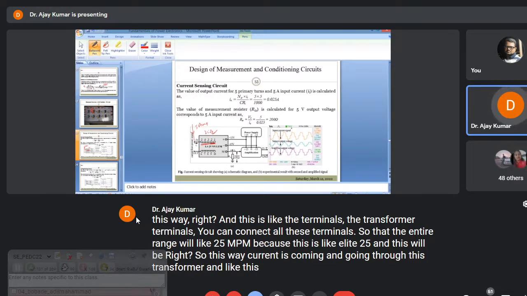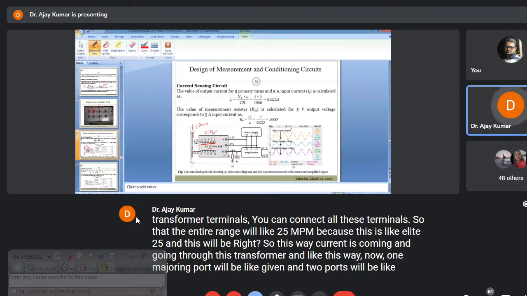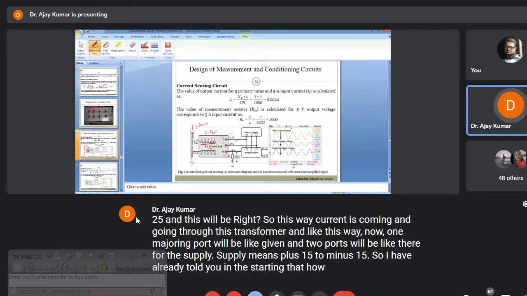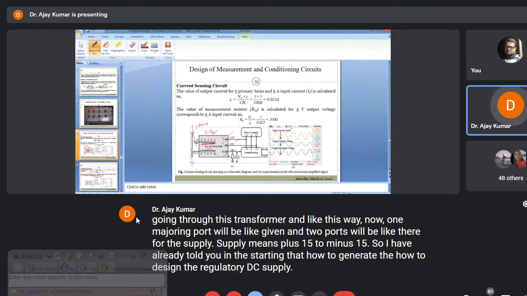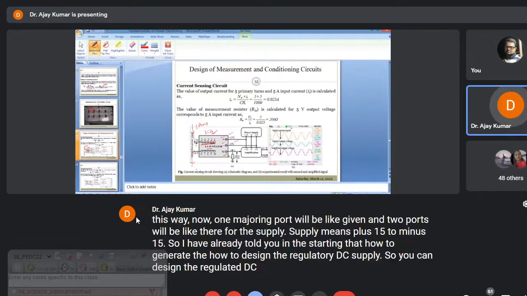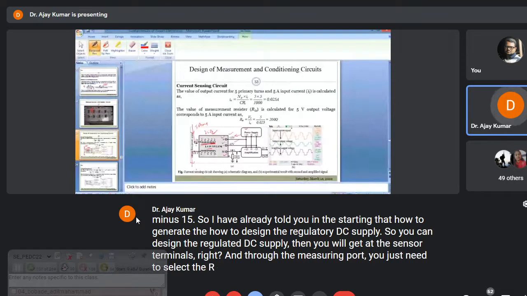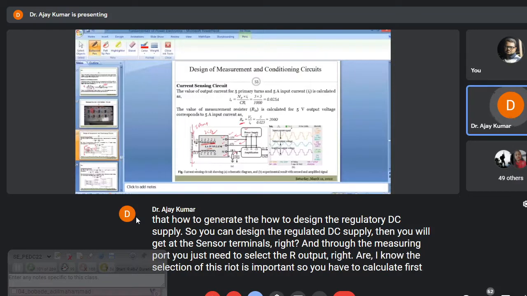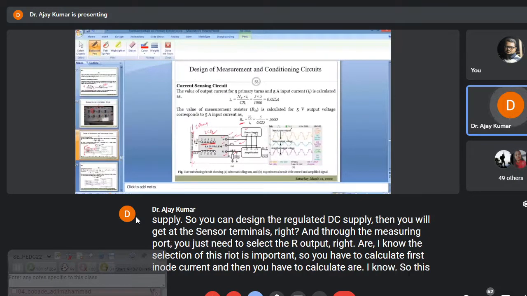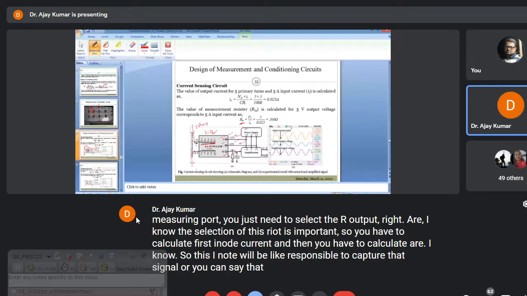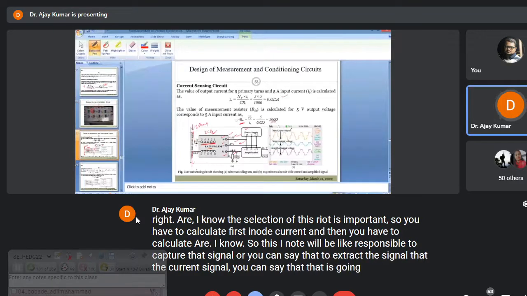Now one measuring port will be given and two ports will be there for the supply. Supply means plus 15 to minus 15. I have already told you in the starting how to design the regulated DC supply. So you can design the regulated DC supply, then you will get it at the sensor terminals, right? And through the measuring port, you just need to select the R output, the R I node. The selection of this R I node is important. You have to calculate the I node current first and then calculate R I node. This I node will be responsible for capturing, or extracting, the current signal that is going through this sensing arrangement, right?